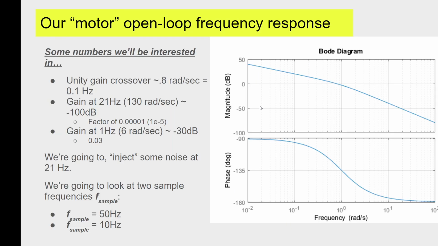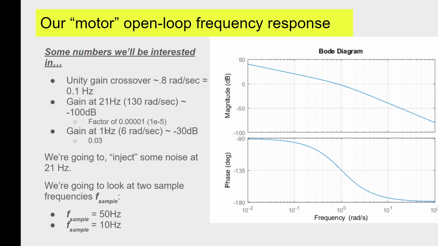So we're interested in the frequency effects, but we'll look at a couple of things from our model. It's slow given the parameter selection, but let's look here. A few numbers that are interesting: unity gain crossover around 0.1 hertz or 0.8 radians per second. The gain at 21 hertz, which we're going to be interested in, is well out at 130 radians per second. It's off the chart, so it's 100 dB down, or a factor of 1e-5 when you look at that as a ratio.